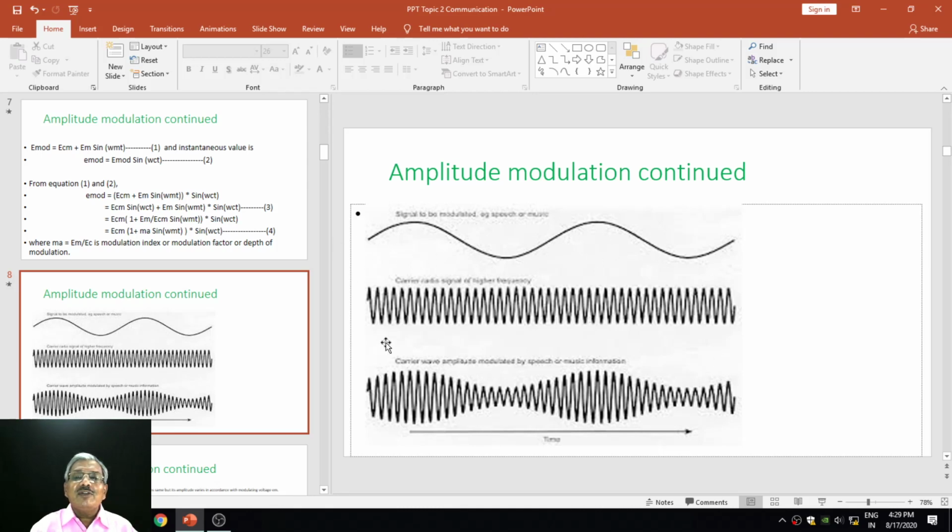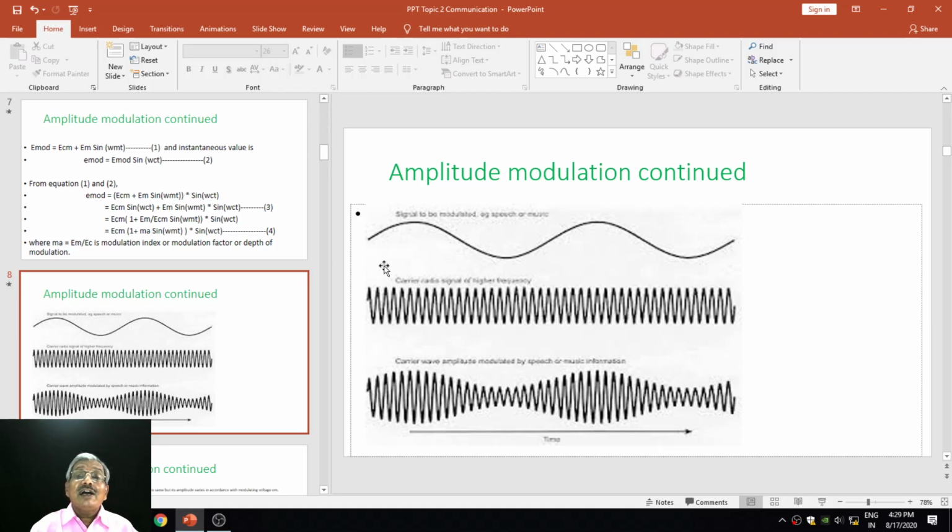As far as the carrier wave is concerned, its time period is less. Hence the frequency is more, and that's why we can call the carrier wave a high frequency carrier wave, whereas the signal to be modulated has a low frequency. This low frequency signal to be modulated is superimposed over this carrier wave.